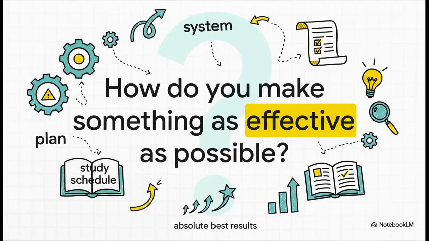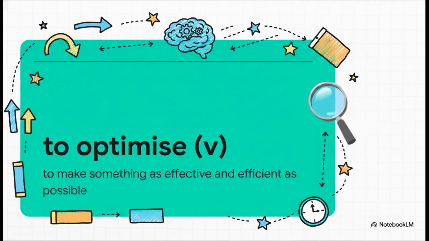So, let's start with a question. Imagine you've got a project plan or maybe a study schedule. How do you tweak it and tune it to make it the best it can possibly be? There's a perfect word for that. And that word is the verb to optimize. When you optimize something, you're not just making it good. You're making it as effective and efficient as it can be.